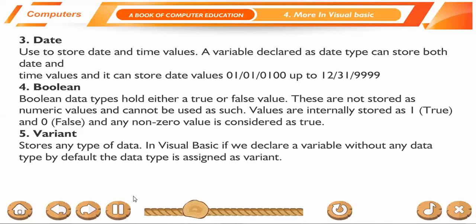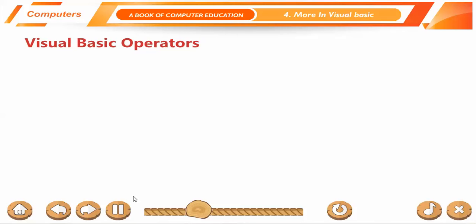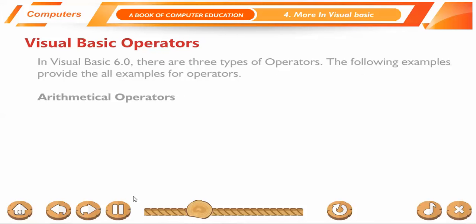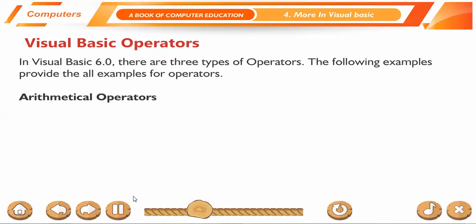Variant. Stores any type of data. In Visual Basic, if we declare a variable without any data type, by default, the data type is assigned as variant. Visual Basic operators. In Visual Basic 6.0, there are 3 types of operators. The following tables provide examples for the operators.